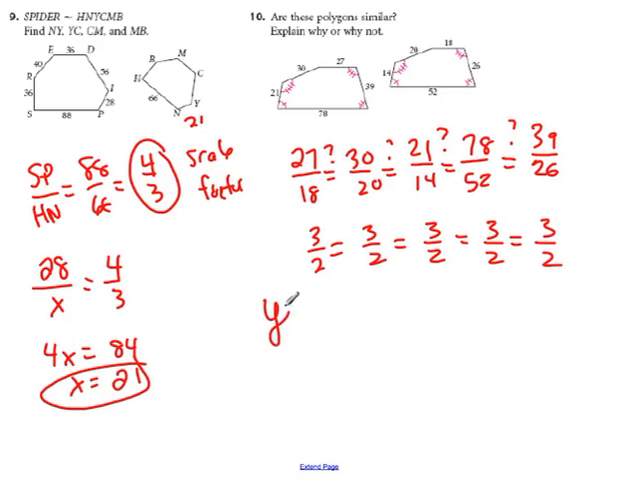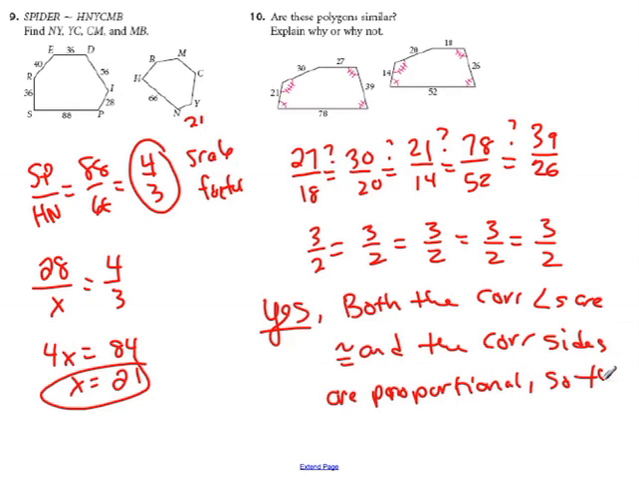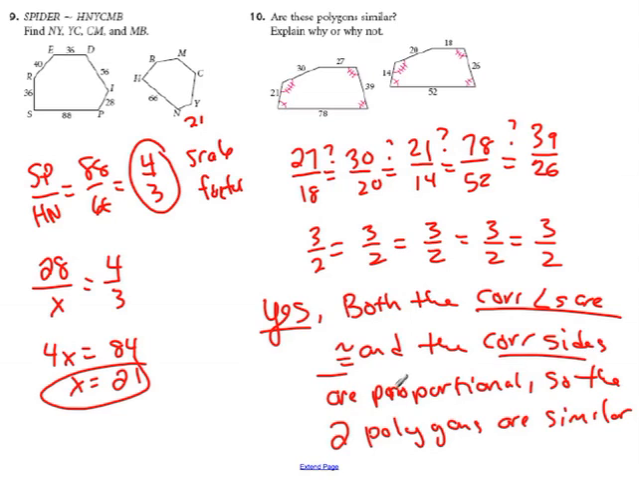So what I can say is, yes, these two polygons are similar. And I'll say both the corresponding angles are congruent and the corresponding sides are proportional. So the two polygons are similar. This is the idea that the corresponding angles must be congruent and the corresponding sides must be proportional in order to have similar polygons.